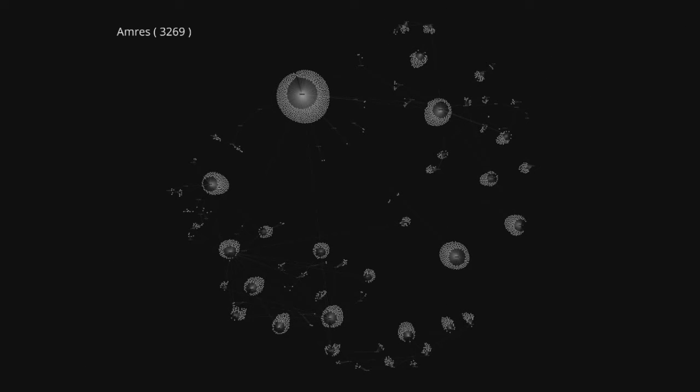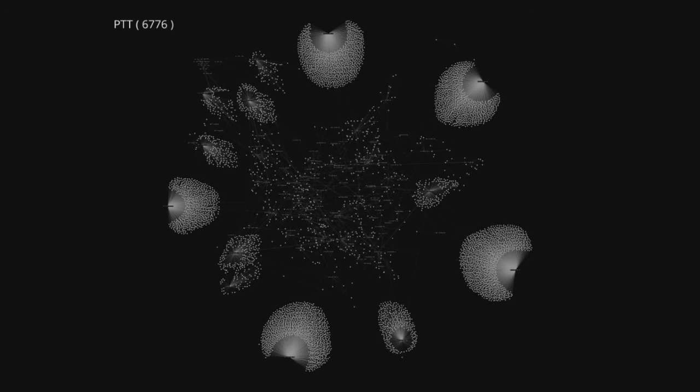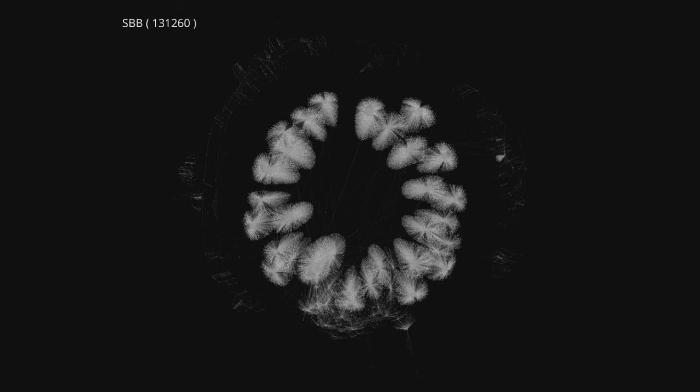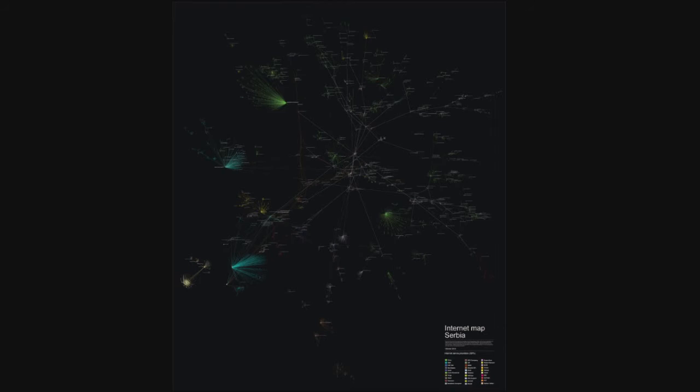This is Amres. Amres is the university network. Yeah, the internet that you use at your university is part of the Amres network. This is the Post, PTT, Verat, Beotel, Exenet, SBB, one of the second largest ones, basically. So this is a map representing each and every one of them. A different color represents another ISP. And these points where you have a bigger concentration are their core points. And there in the middle, you can see the points where they connect between each other.